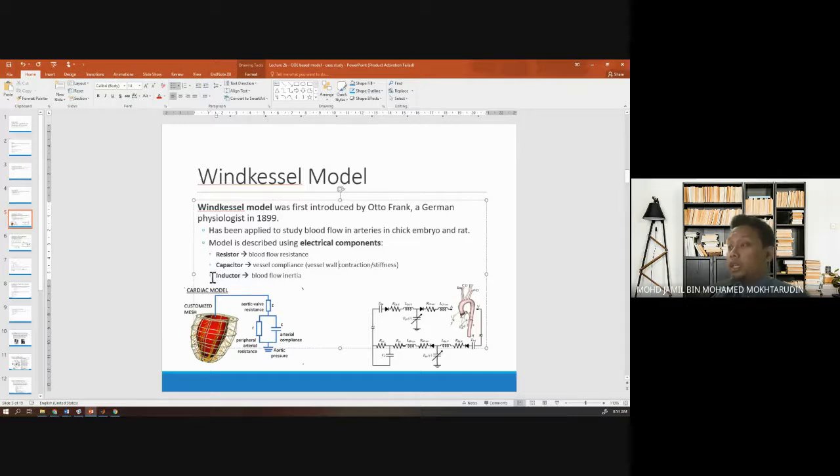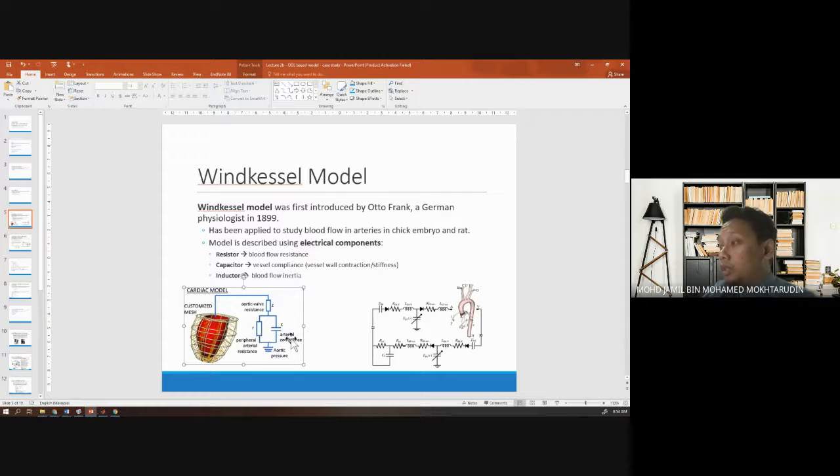And then also we can use an inductor. So an inductor represents the blood flow inertia, okay, some sort of inertial effect from the blood. And if you look at this figure, this is a portion of a heart, and you can add a resistor or electrical circuit to represent blood flow through some arteries. Okay, so we call this the peripheral artery. Peripheral means arteries located at the edges of the body, like the hands and legs.